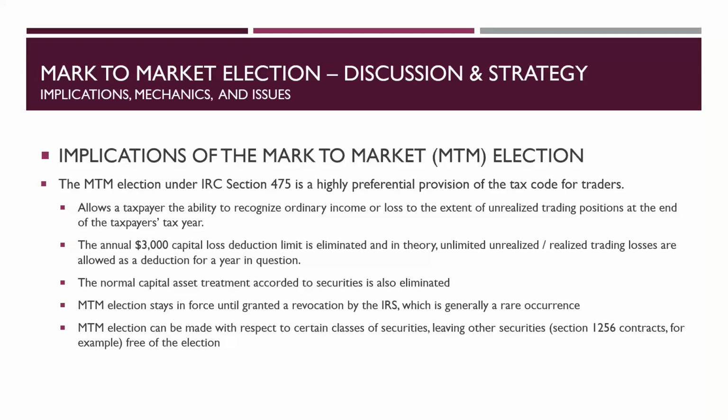A mark-to-market election can also be made with respect to certain classes of securities, which is really potent. So Section 1256 contracts, for example, you probably want to leave those free of any mark-to-market election, because a 1256 contract has two capital gains components, long-term and short-term. So as we mentioned earlier, mark-to-market will eliminate the benefit of the long-term capital gain treatment for a Section 1256 contract. So we might not want to elect mark-to-market for 1256 contracts in general.